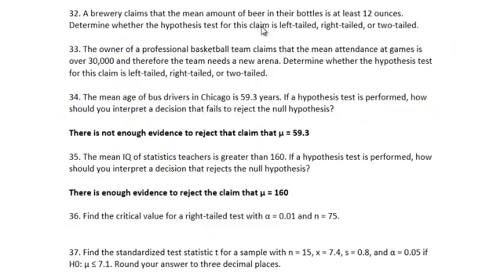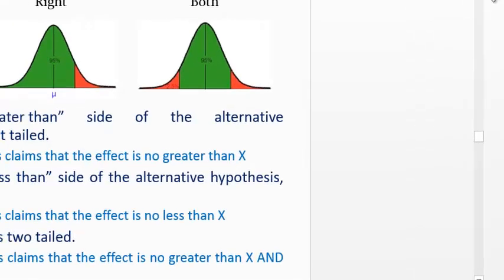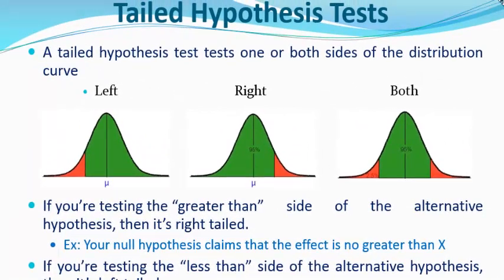Question number 32. A brewery claims that the mean amount of beer in their bottles is at least 12 ounces. Determine whether the hypothesis test for this claim is left-tailed, right-tailed, or two-tailed. Well, if you recall from the crash course, the tailed hypothesis test looked as follows. It depends which side of the distribution, this is a normal distribution, where you have the low end over here, the high end over here, and the majority of cases in the middle at the highest point.